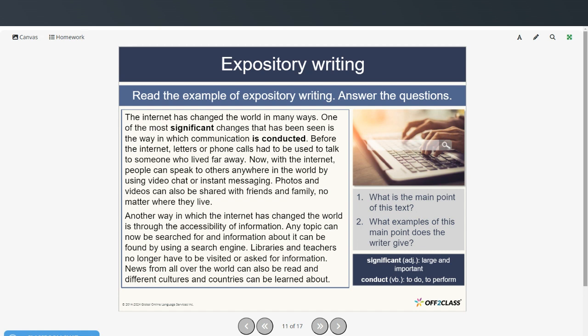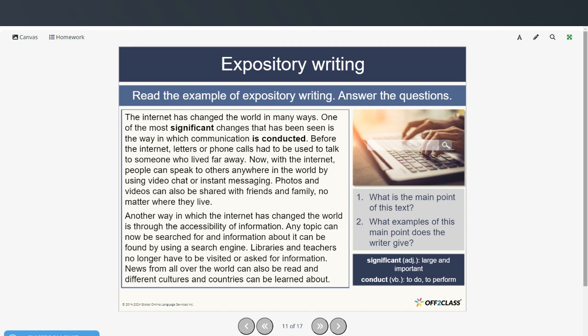Photos and videos can also be shared with friends and family, no matter where they live. Another way in which the internet has changed the world is through the accessibility of information. Any topic can now be searched for, and information about it can be found by using a search engine. Libraries and teachers no longer have to be visited or asked for information. News from all over the world can also be read, and different cultures and countries can be learned about.